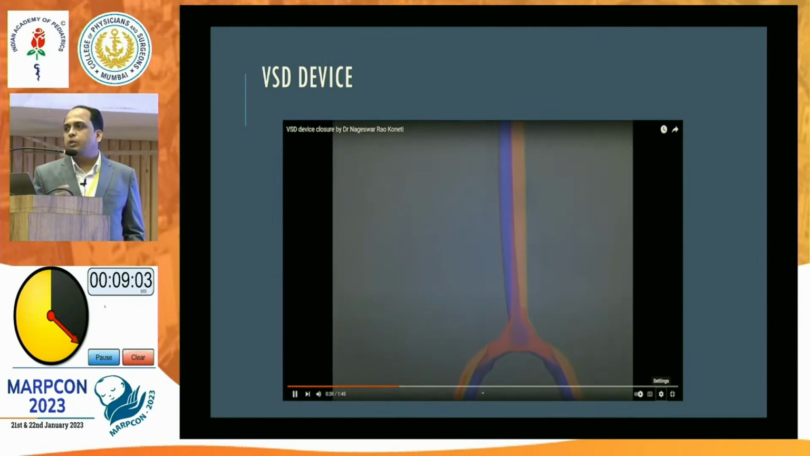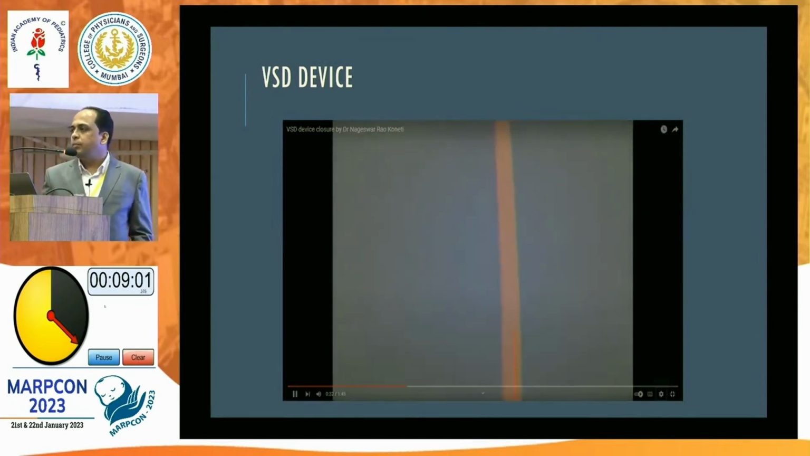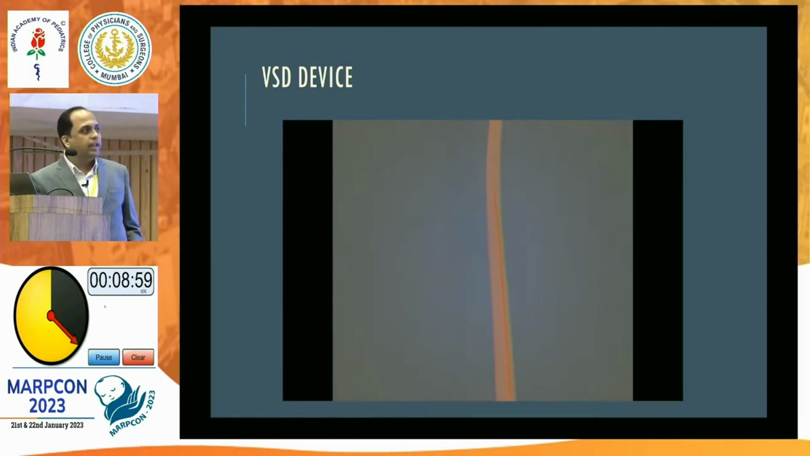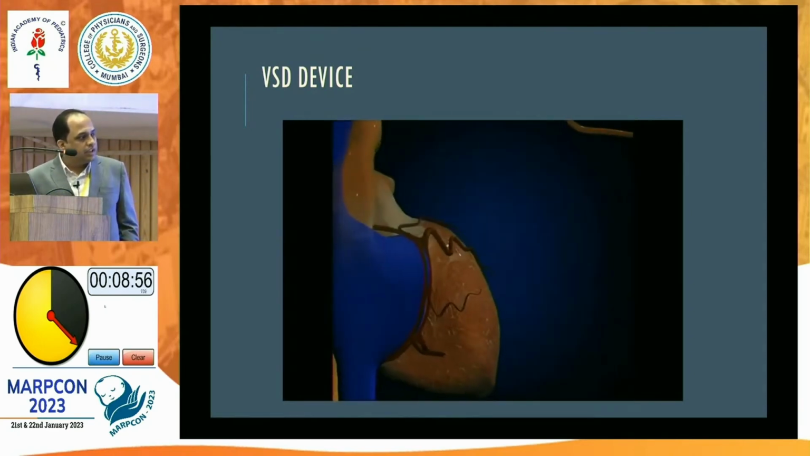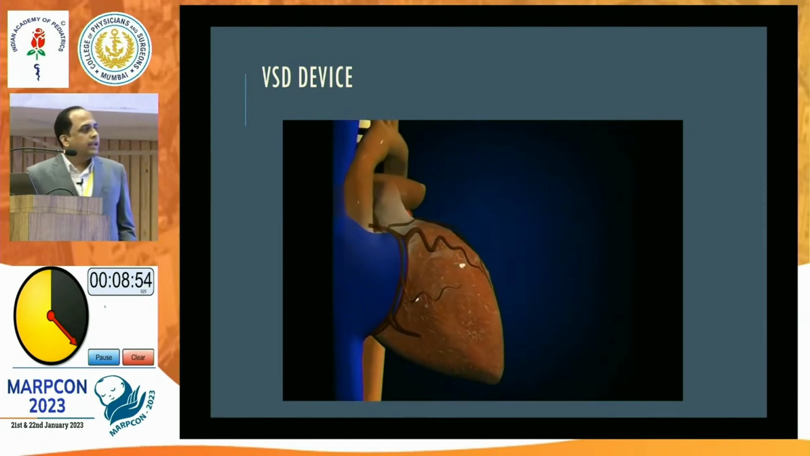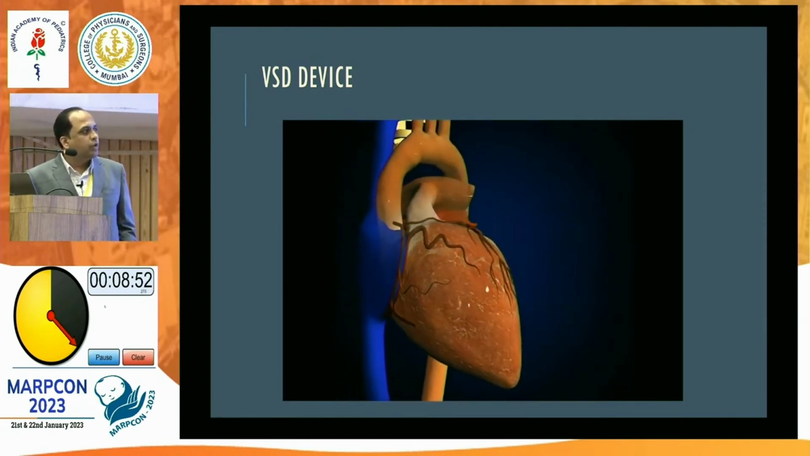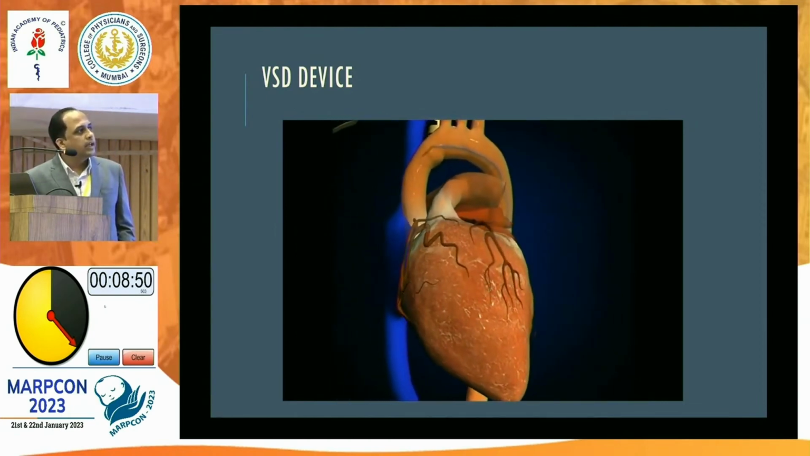The next common procedure we do in the cath lab is VSD device closure. For VSD device closure, we need two accesses. The first is the right femoral artery and right femoral vein. This is a catheter advancing through the aorta, from the abdominal aorta and thoracic aorta, coming all the way to the aortic arch.